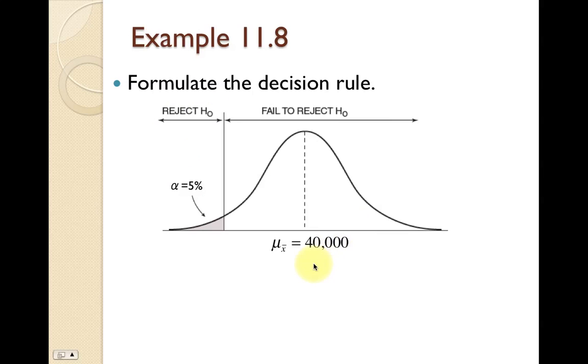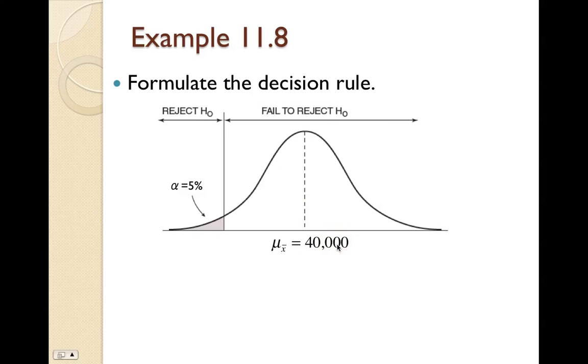Reject the 40,000. If we have a p-value that's larger than alpha, which means that the sample mean is going to be positioned somewhere over here, then the conclusion is going to be to fail to reject the null hypothesis. So we can't reject the 40,000.